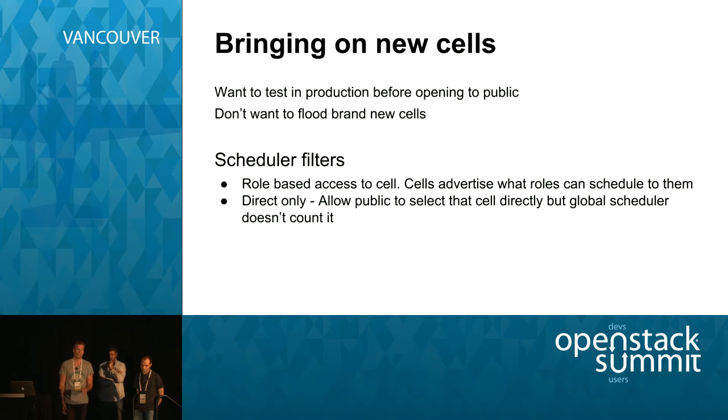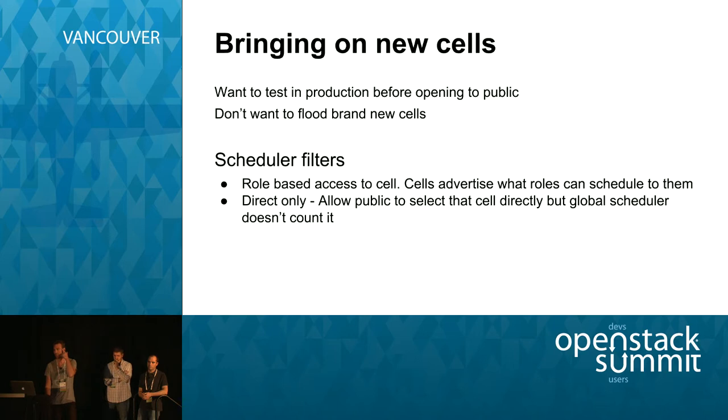Another thing to do with scheduling is when we bring on new cells. It can be quite an issue. We want to test out this new cell before we open up to the public. We don't want to flood a new cell. When we bring on a new cell, part of the scheduling is how much RAM is available. And so if you bring on a new big cell, everything's just going to pour into it. And if you've got a faulty new cell, then it's even worse.